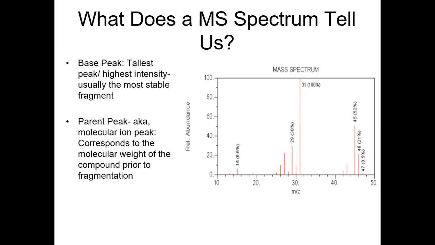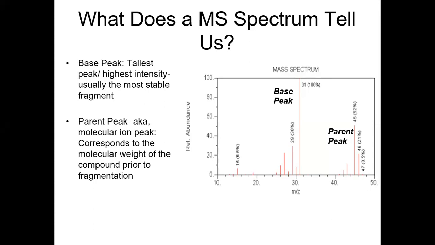So you have all these peaks, and they have specific meanings. You have your base peak, which is at 31, and that is the peak of highest abundance. It also corresponds to the fragment that is the most stable. The most abundant fragment is the one that persists the longest. So that's what your base peak is, and that's why it's at the highest relative abundance.